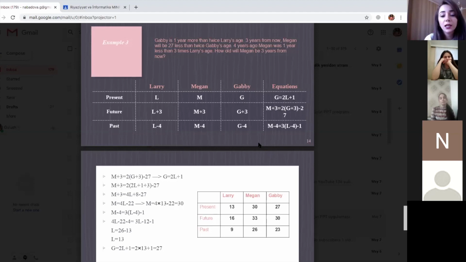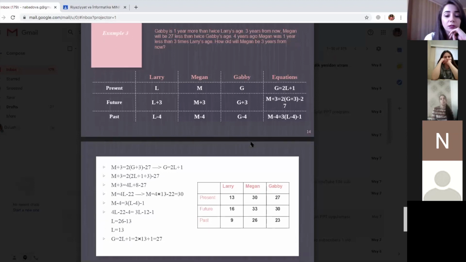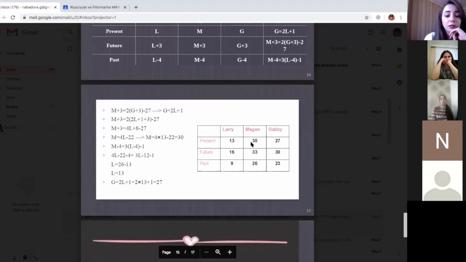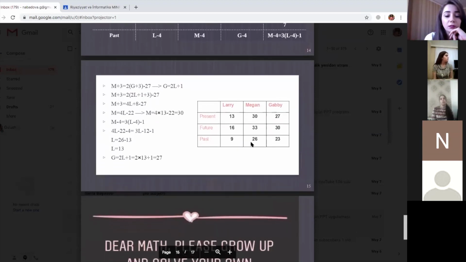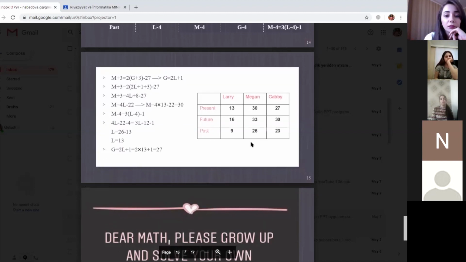M plus 3 equals 2 times G plus 3 minus 27. In the end, we solved these problems. Present: Larry is 13 years old, Megan 30, Gabby 27. Future: Larry 16, Megan 33, Gabby 30. Past: Larry 9 years old, Megan 26, Gabby 23.